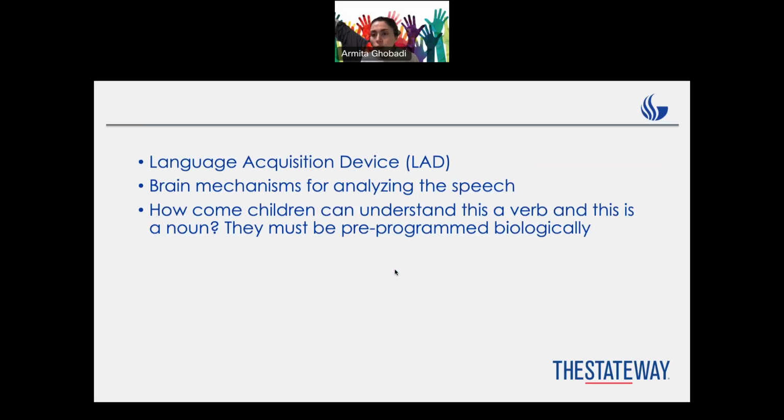For example, whenever a child hears a sentence, they can understand that this part is a verb, this part is a noun, and this part is a direct object, naturally. For example, they can understand that they can make changes in the verb part, like play, played, playing, but they cannot do the same for a noun, like dog, dogged, dogging. They might make some mistakes, but eventually they pick up that this part is a noun and this part is a verb, and the grammar for verbs is different from nouns. That's why Chomsky believed that LAD, the language acquisition device, is based on biology and is totally pre-programmed inside the brain.